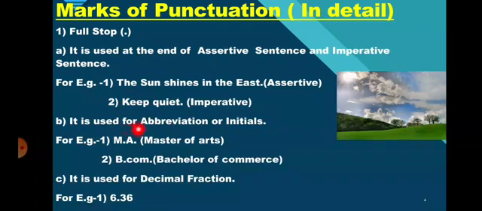It is also used for abbreviation or initials. For example, M.A. It's an abbreviation. Full form of M.A. is Master of Arts. B.Com. It is also an abbreviation. Full form of B.Com. is Bachelor of Commerce. So for that also we are using a full stop. It is also used for decimal fraction. For example, 6.36.